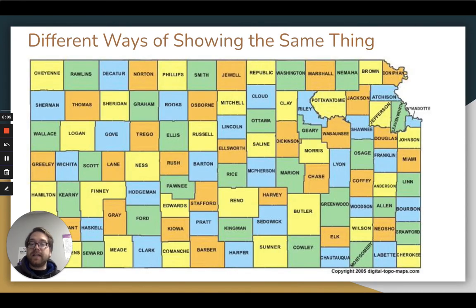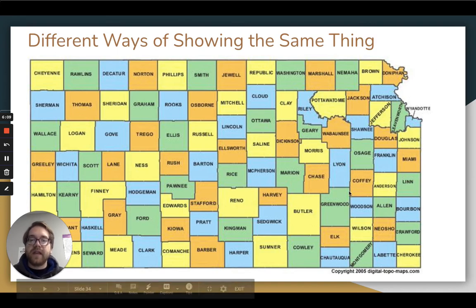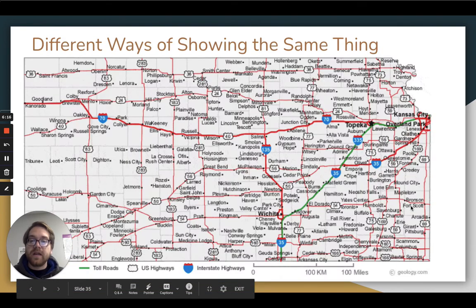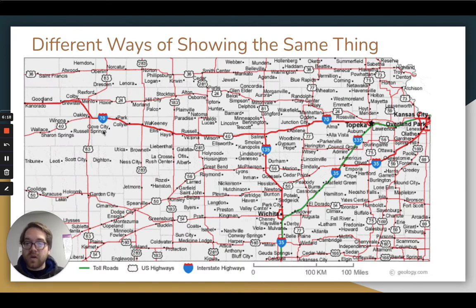Say you wanted to look at Kansas. I can look at Kansas as just the counties, right? So this is the state of Kansas, and these are all the counties. That's one way of looking at Kansas. I could look at it with all of the major roadways and all of the cities. Okay? This is what that map would look like.